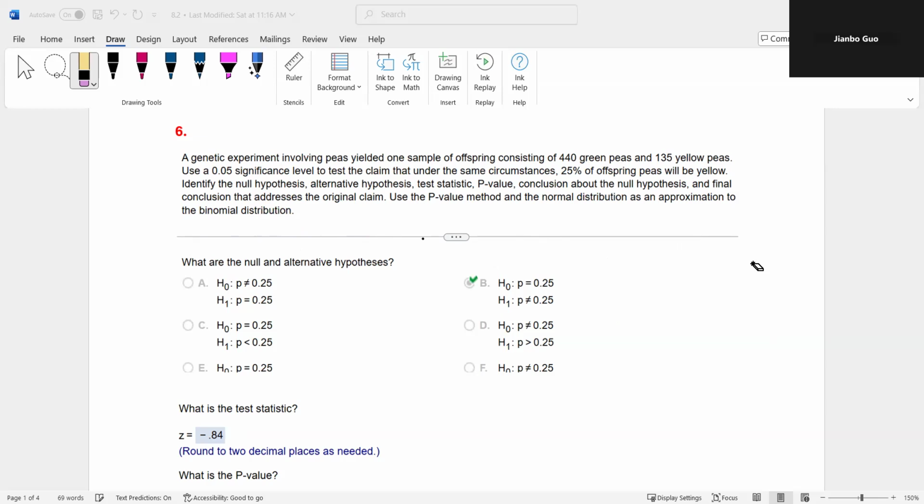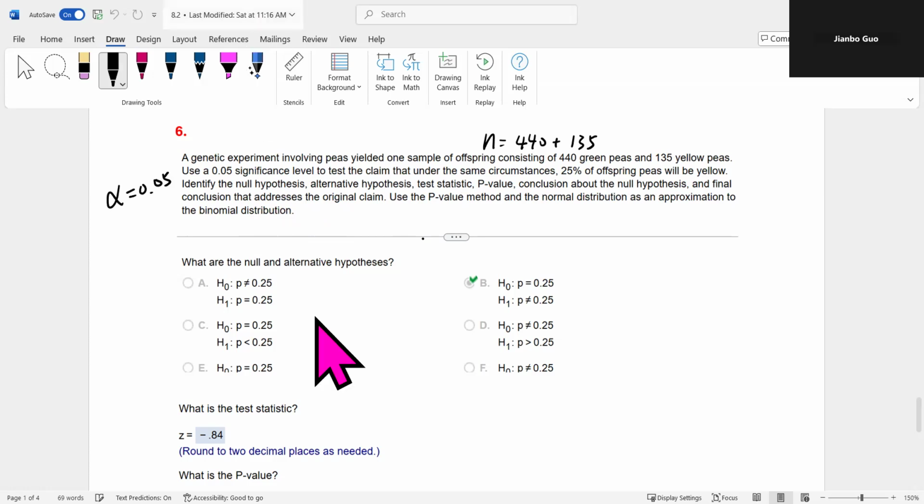This sentence gives us the sample size. Sample size is 440 plus 135. Use a 0.05 significance level. So alpha equals 0.05. The researchers think 5% can be the criteria for a rare event. To test the claim that under the same circumstances, 25% of offspring peas will be yellow.